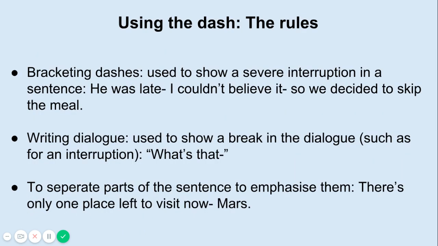So, what about the dash? Well, the rules for the dash: we can use it in the same way as brackets, but we would use it to show a severe interruption to the sentence. Here's an example. He was late — I couldn't believe it — so we decided to skip the meal. So that's a severe interruption.